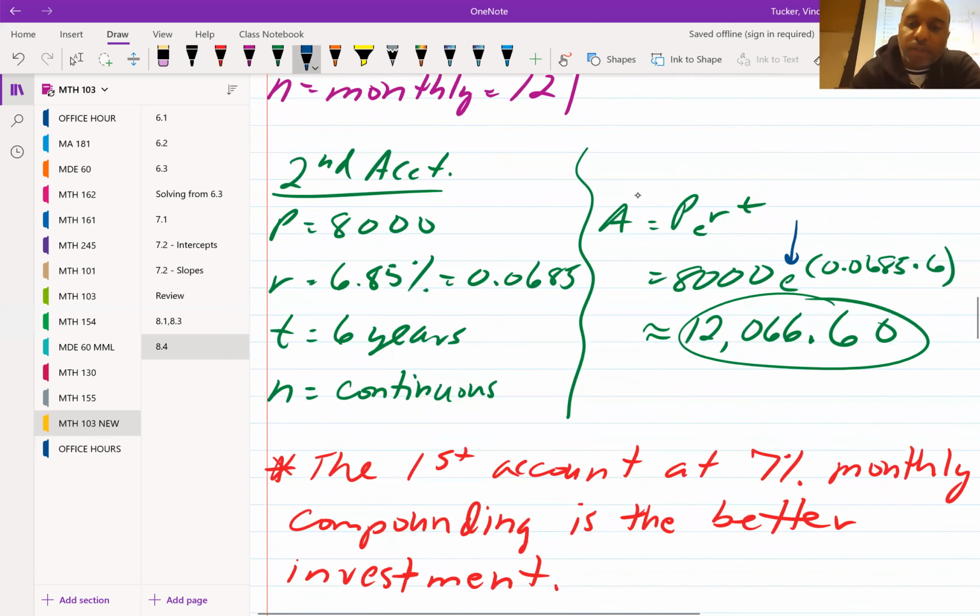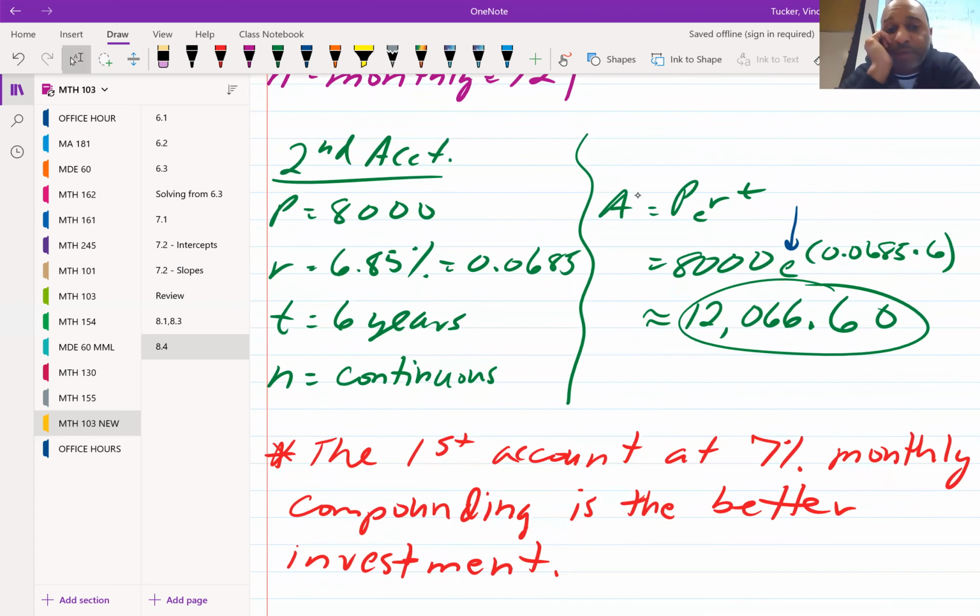So conclusion, the first account at 7% compounded monthly is the better investment. That's the one that gave us more money. All right, any problems?